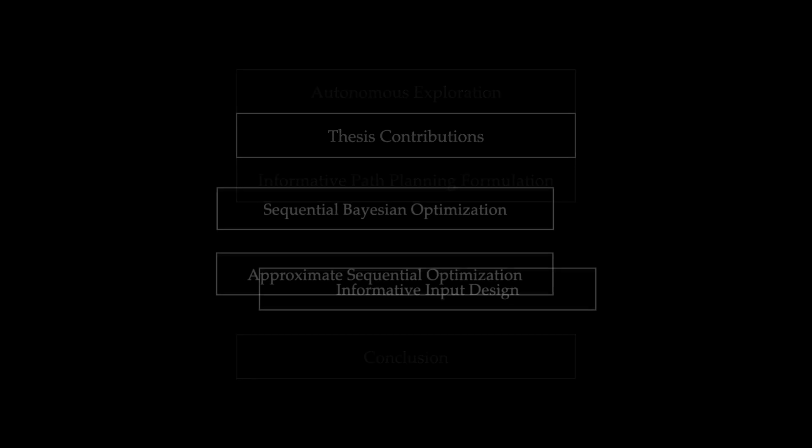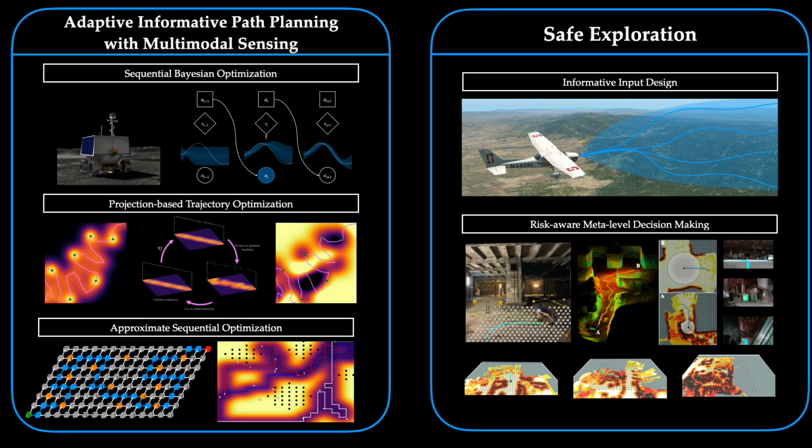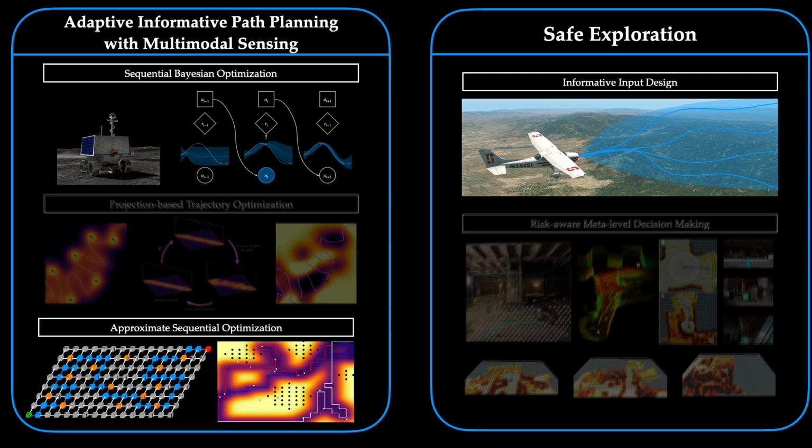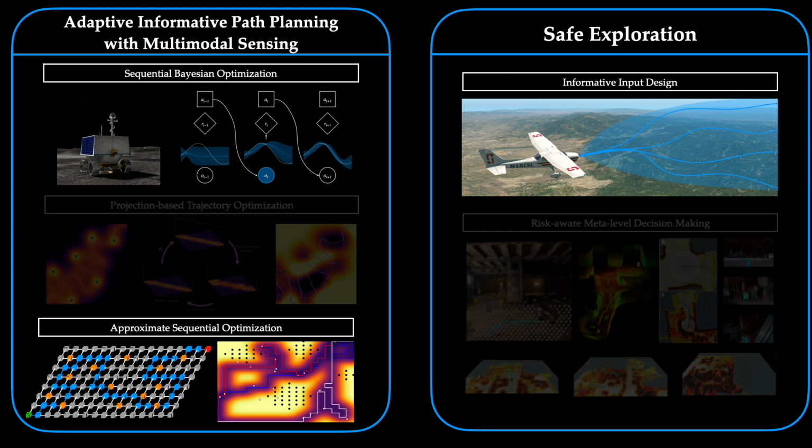So at the high level here, focusing on autonomous exploration, we're coming at that from two different themes. The first one that we'll talk about here is the adaptive informative path planning with multimodal sensing problem. And we'll highlight two of our contributions there. The first on sequential Bayesian optimization, and then the second on an approximate optimization method.